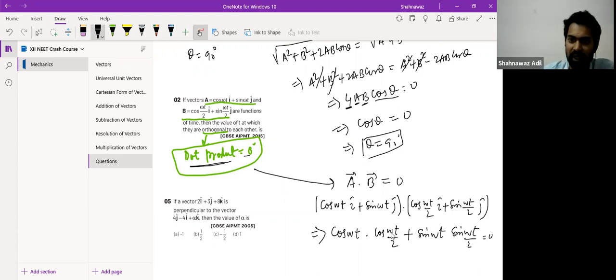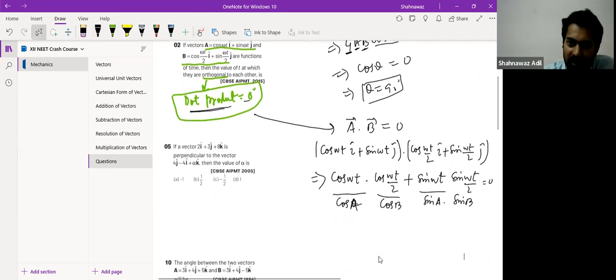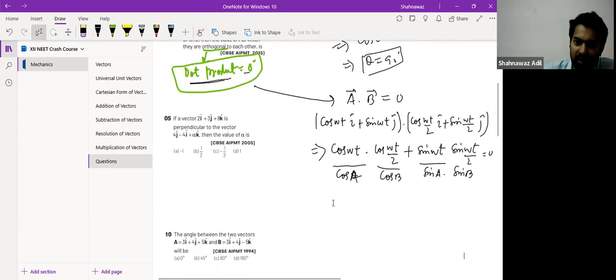This is 0. And recall trigonometry: cos A into cos B, and this is sine A into sine B. So can you guys recall what this is? Cos A minus B. Yes, right.